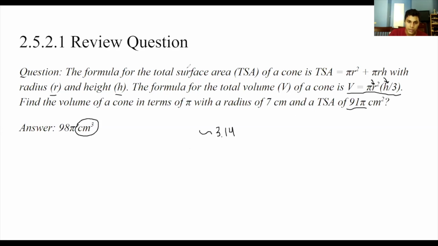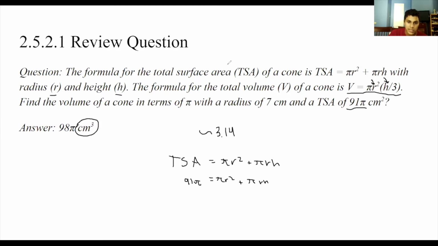So if I write out my equation, which is TSA, total surface area, equals pi r squared, plus pi rh, well, I can put in the value of my radius, which is 7 centimeters, and then I can put in the value of my TSA, which is 91 pi centimeters squared, and then figure out what h is. So let's do that. So substitute in 91 pi, and that's equal to pi times r squared plus pi times rh. And then r is 7.